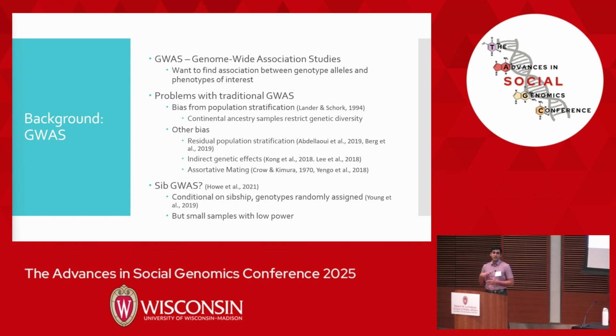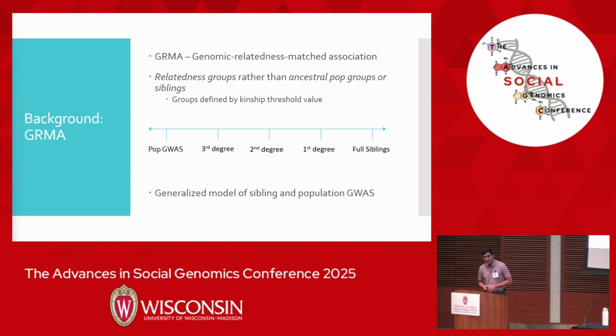And so another way that researchers try to combat this is through sibling GWAS. And so, conditional on siblingship, genotypes are randomly assigned, and so you end up with unbiased estimates. But because you're only using siblings, you end up with much smaller samples with low power. And so GRAMMA is the method we propose to overcome the shortcomings of traditional GWAS.